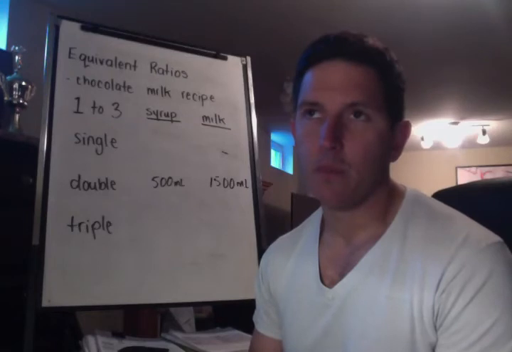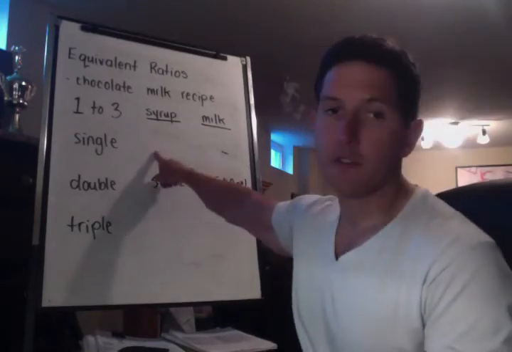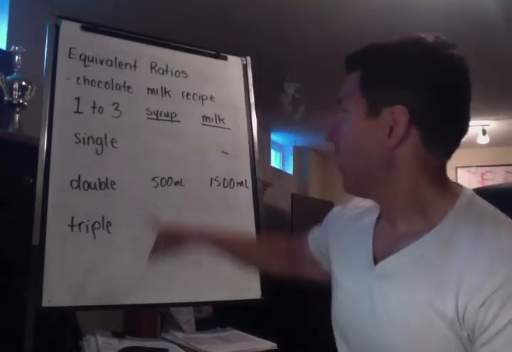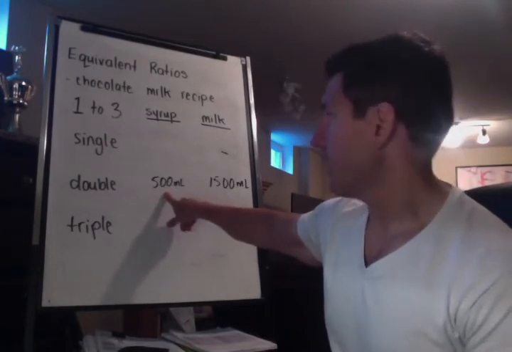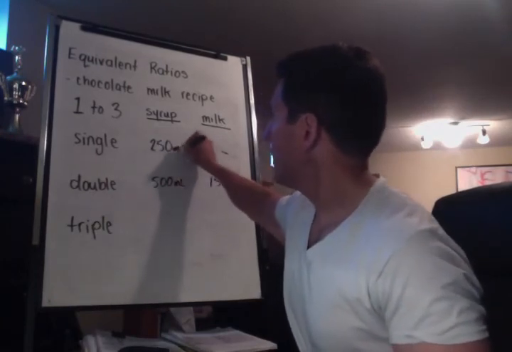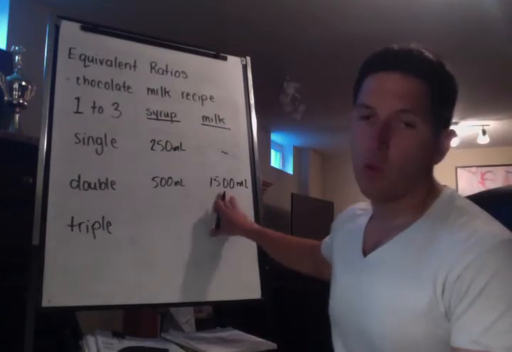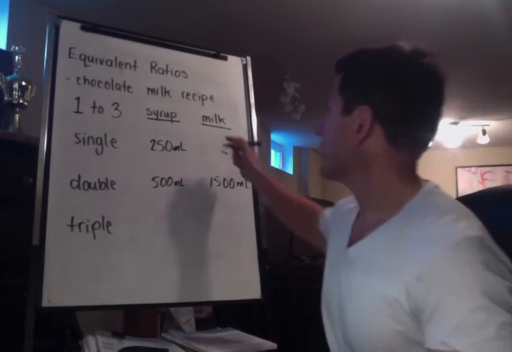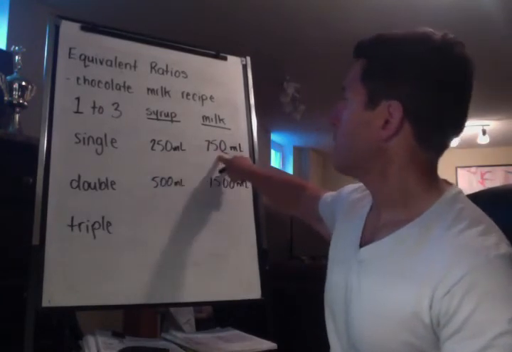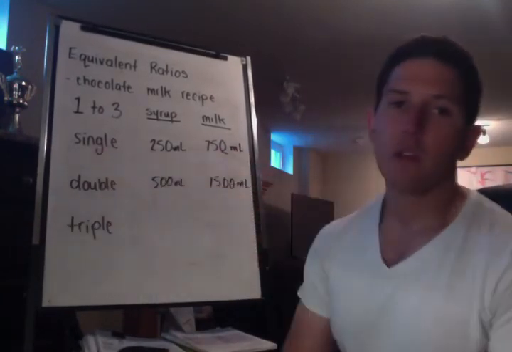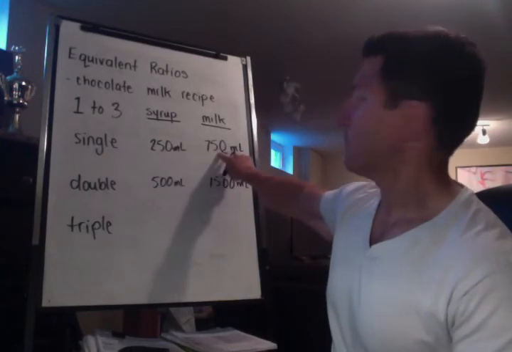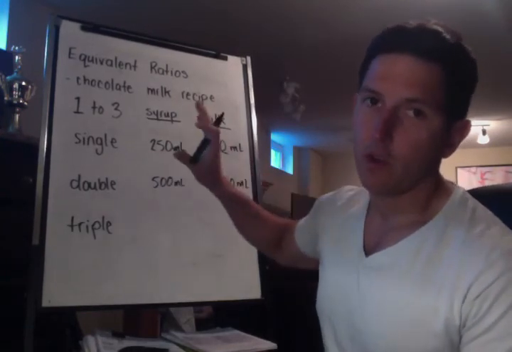How are you going to work from here back to this to find out the measurements for your milk and your syrup? Well, I'm going to divide this by 2. So 500 divided by 2 is going to give us 250 milliliters of syrup. I'm going to divide our 1,500 milliliters of milk by 2, and that's going to give us 750 milliliters of milk, and that's how much we would need of each ingredient for a single serving. Right? It still follows our 1 to 3 ratio. 250 goes into 750 3 times, so it's going to be that right taste.